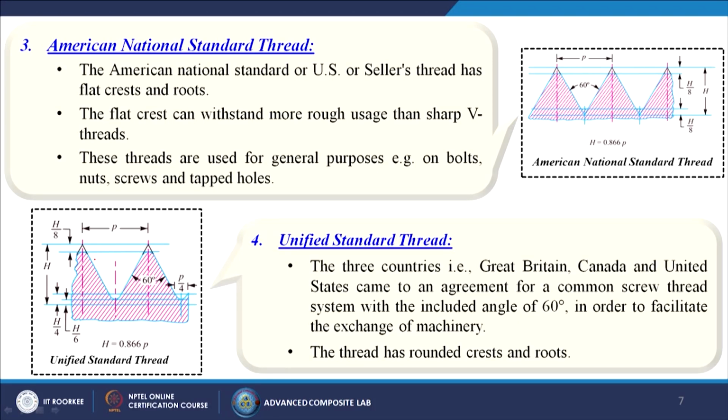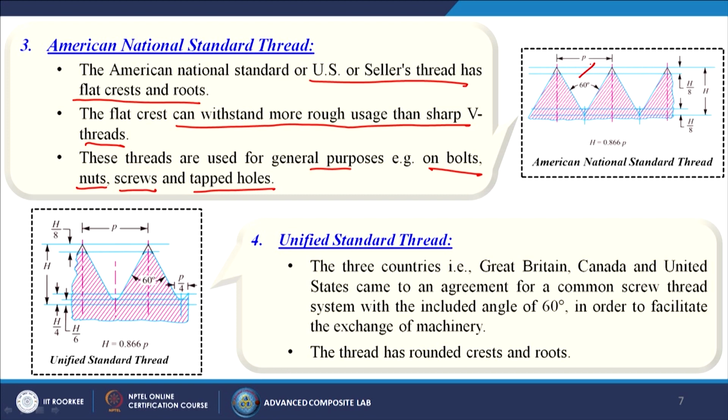Next, come to the American National Standard thread. The American National Standard or US or Sellers thread has flat crests and roots. The flat crest can withstand more rough usage than sharp V threads. These threads are used for general purposes like on bolts, nuts, screws and tapped holes. In this particular case you can see the angle is larger than the BSW, that is 60°.